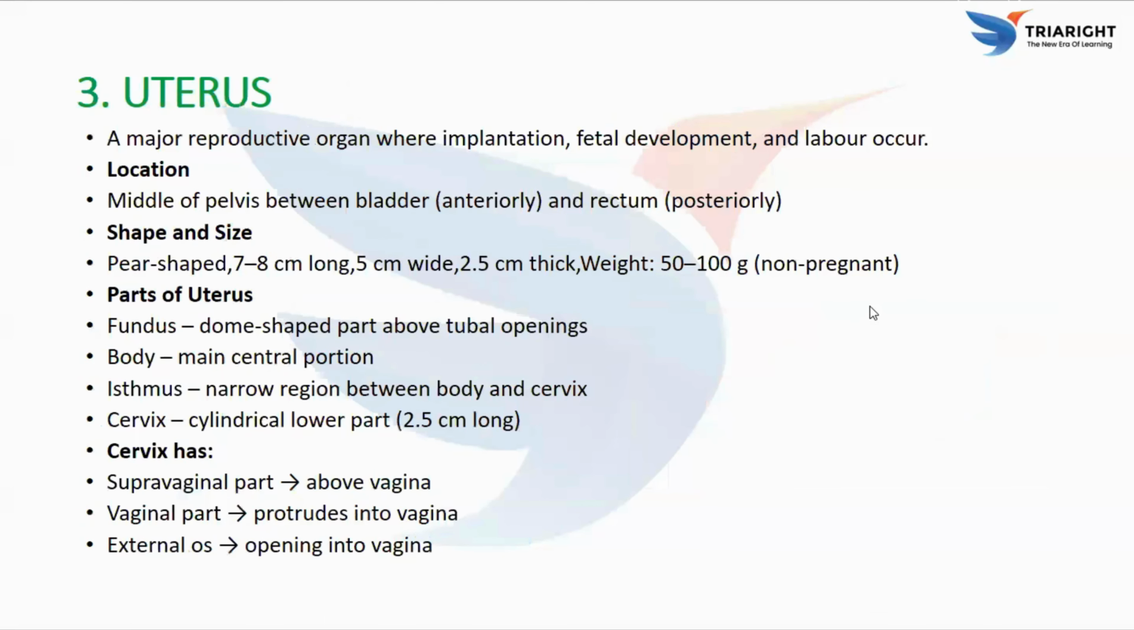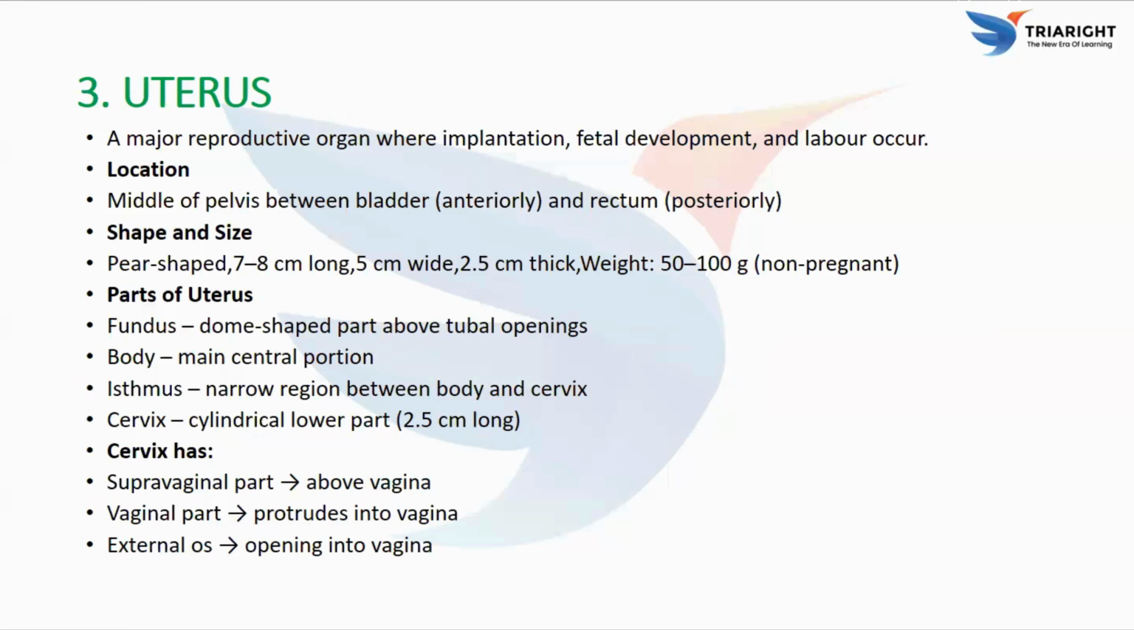So next is the uterus. The uterus is also called the womb. This is a major female reproductive organ where the fertilized egg implants, the baby develops and labor happens during childbirth. The uterus is a hollow muscular pear-shaped organ. Where is it located? The uterus is located in the middle of the pelvis, anterior to the bladder and posterior to the rectum.